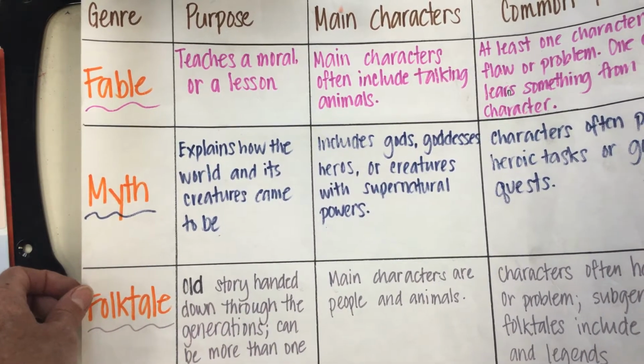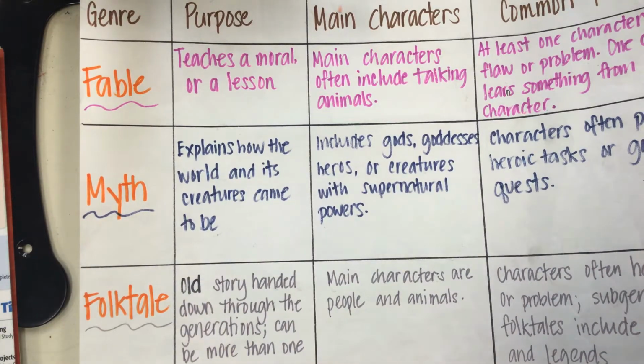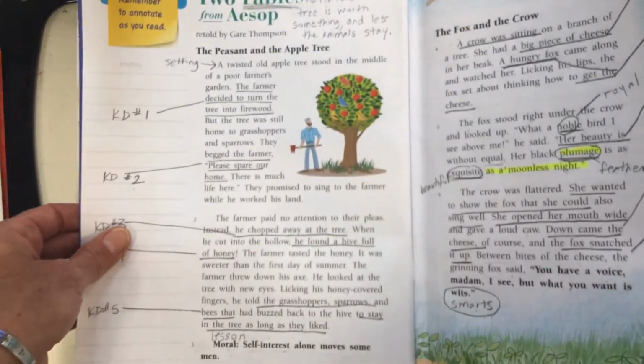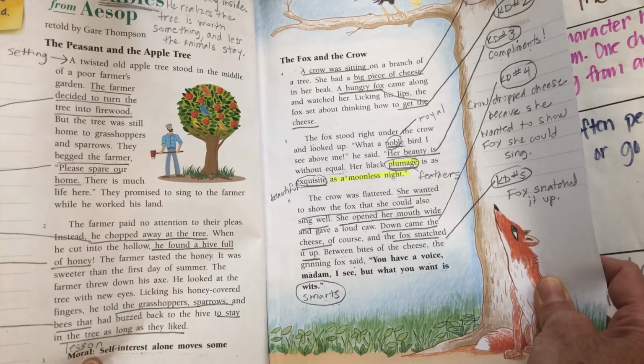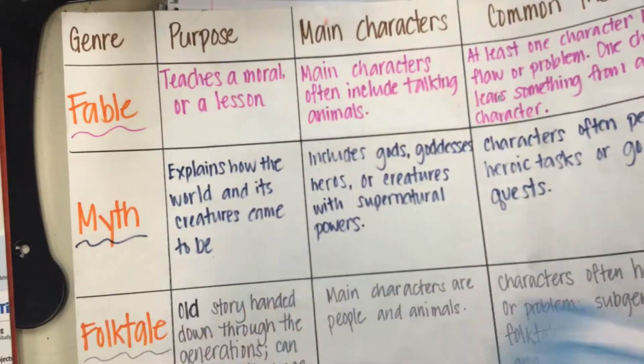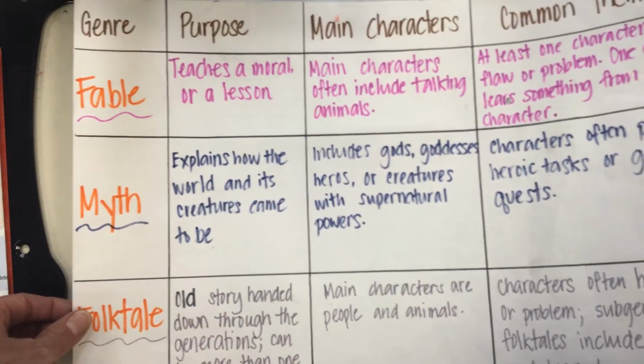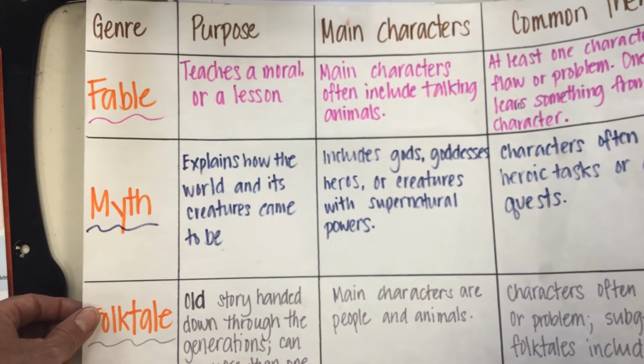Sometimes they're directly stated in some fables, like The Peasant and the Apple Tree. At the bottom, there is the moral or the lesson that's stated. And some, like The Fox and the Crow, it's not stated. They have to infer it. I mean, to make a really good guess based on what it was about.